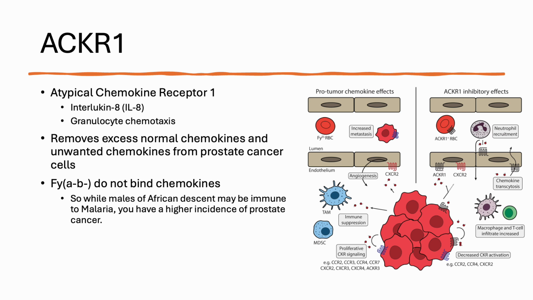However, this loss in RBCs can impair that chemokine clearance. The studies suggest that Black populations with that FYA negative, FYB negative phenotype may actually have a higher incidence of prostate cancer, possibly linked to altered immune regulation. So you're at a lower risk for malaria, but at a higher risk for prostate cancer.